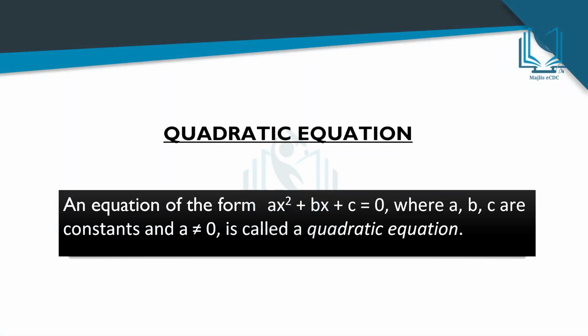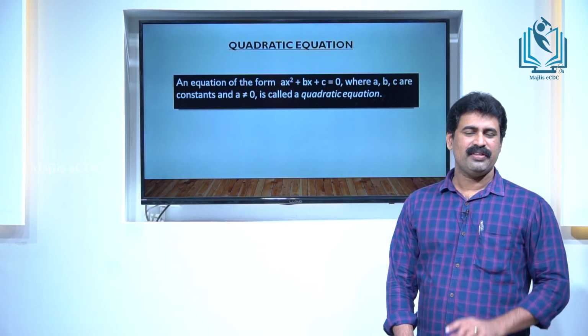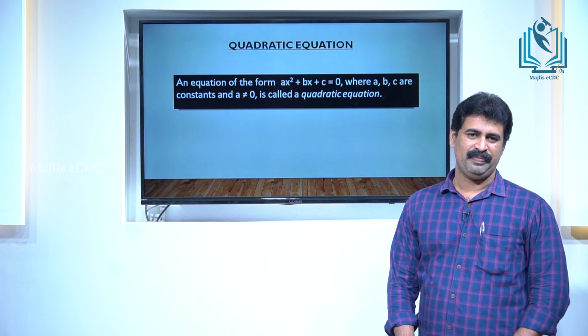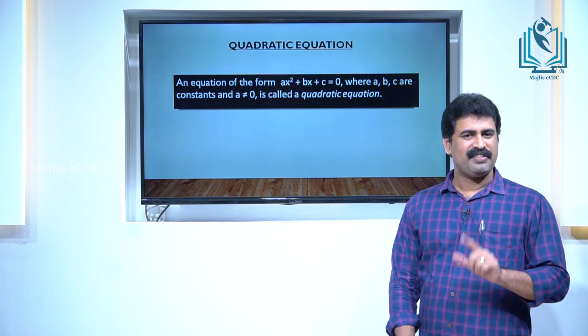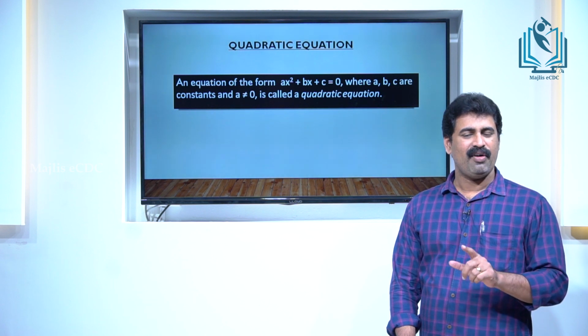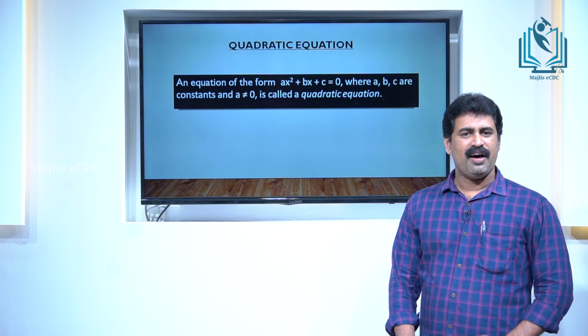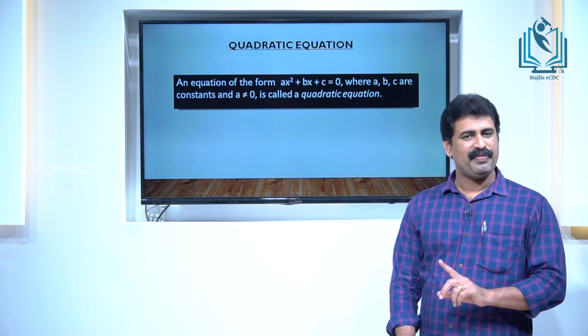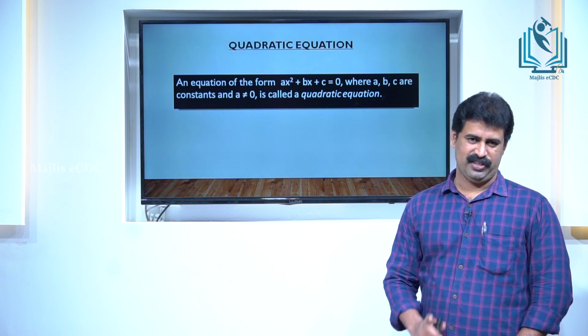An equation of the form ax square plus bx plus c equals 0, where a not equals 0. If a equals 0, this equation becomes bx plus c equals 0. It is a linear equation. So in quadratic equation, a must be a non-zero real or complex number. Also, here a, b, c are constants. A is the coefficient of x square, b is the coefficient of x, and c is the constant.